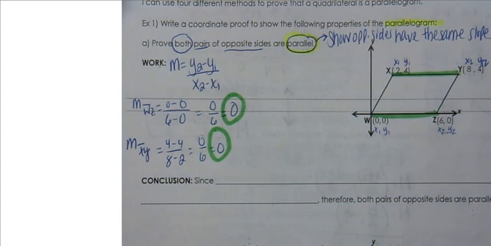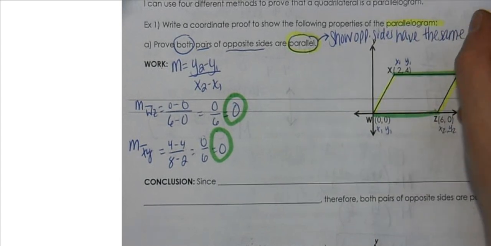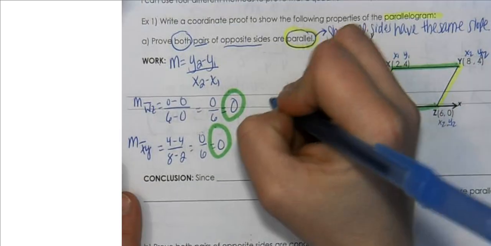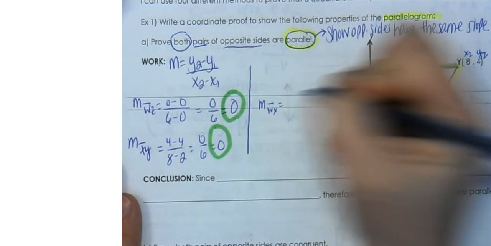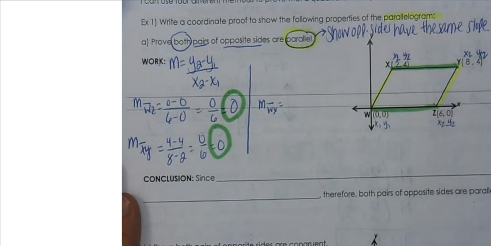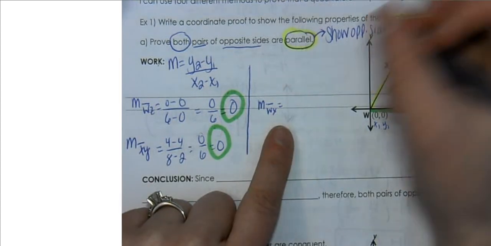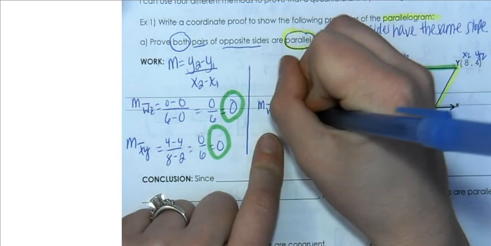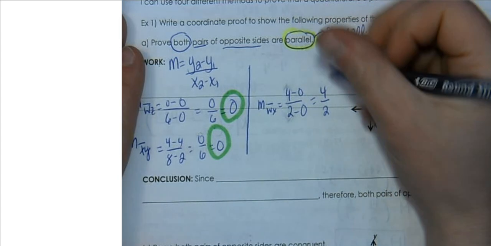So now let's go ahead and look at our other side. I'm going to use a different color, and I'll call this side the yellow side. And we're looking at the slope of WX. And if it helps to change one of these to x2s and y2s, go ahead and do that. So I'm going to find the slope over here to make this y2, which is 4, minus y1, which is 0, divided by x2, which is 2, minus x1, which is 0. So this is 4 over 2, which is 2.